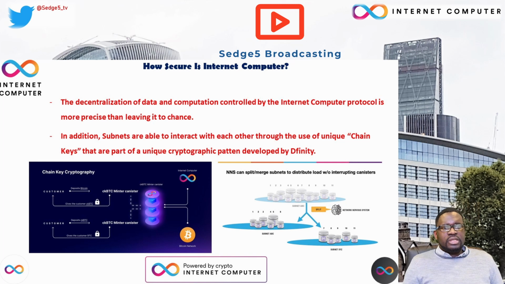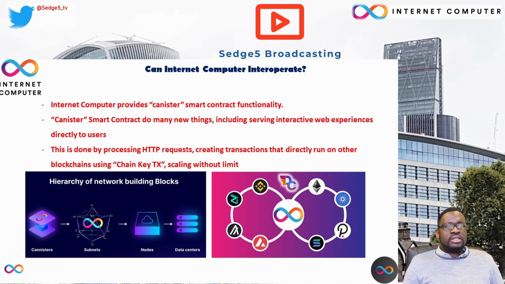On interoperability, Internet Computer provides canister smart contract functionality. This can do many new things, including serving interactive web experiences directly to users by processing HTTP requests, creating transactions that directly run on other blockchains using chain key transactions, scaling without limit, and running with efficiency comparable to traditional IT, or internet technology. Now on to scaling.